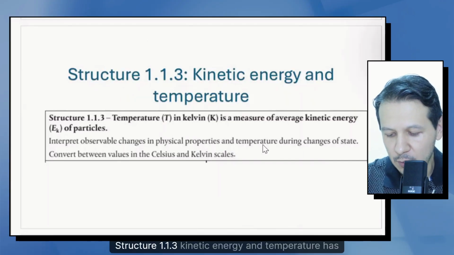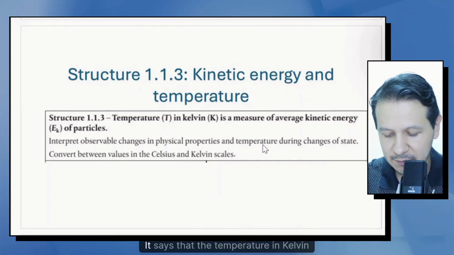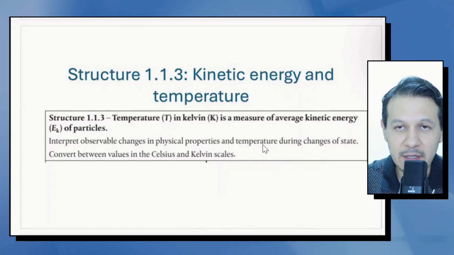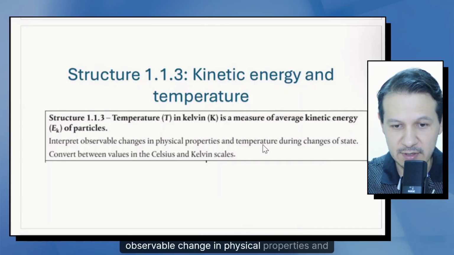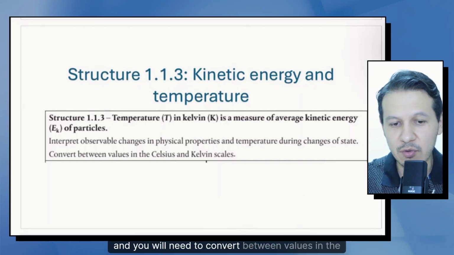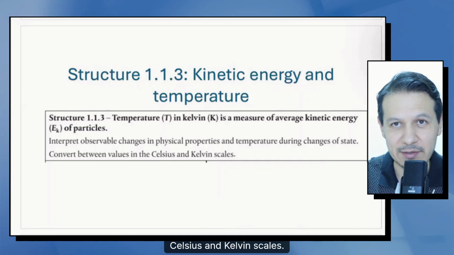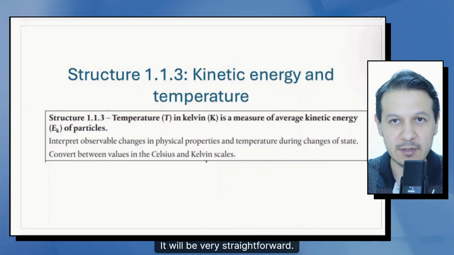Structure 1.1.3, kinetic energy and temperature, has a learning objective. It says that the temperature in Kelvin is a measure of the average kinetic energy of particles. So in that case, you will need to interpret observable changes in physical properties and temperature during changes of state. And you will need to compare values in the Celsius and Kelvin scales, and how to transfer from one scale to another one. It will be very straightforward.